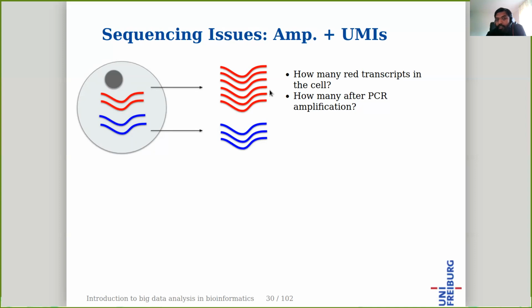If we just count all of them, we think there are 6 red transcripts and 3 blue transcripts, or if we deduplicate, we say all of them are exactly the same sequence. Maybe there is only 1 red transcript and only 1 blue transcript. Both these assumptions are wrong, because we have 2 red and 2 blue transcripts.